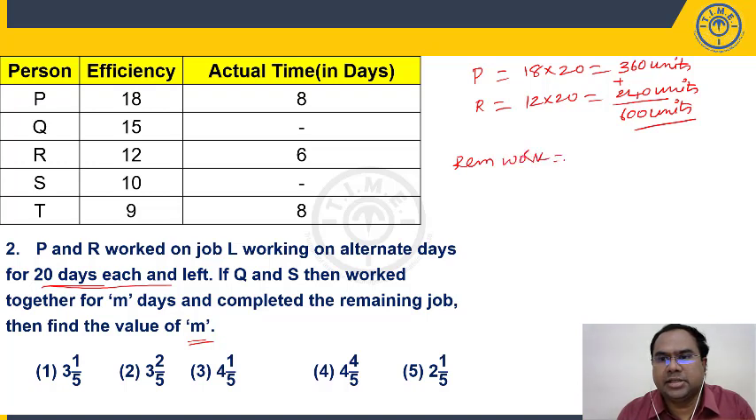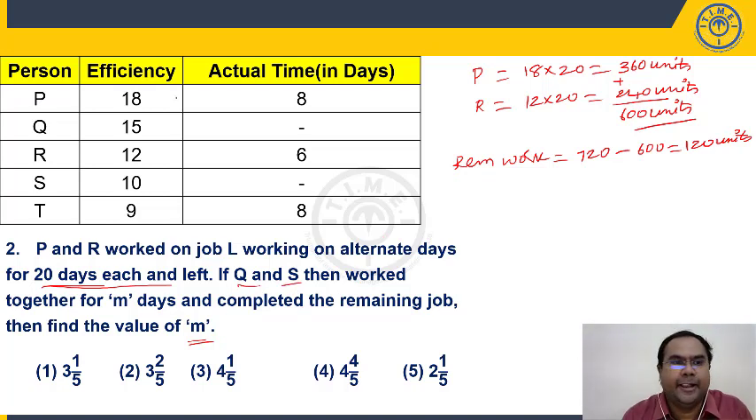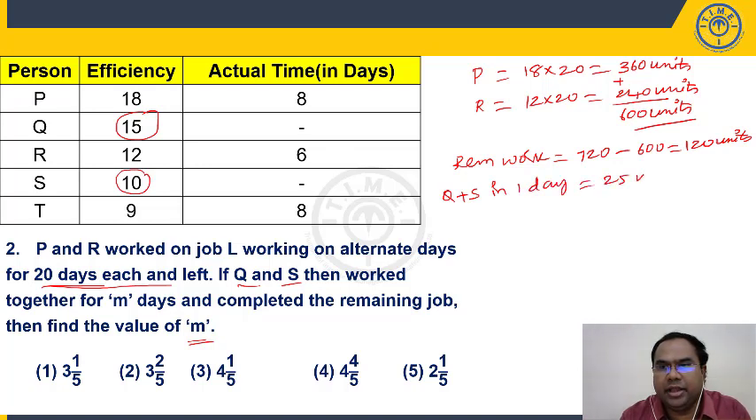What is the remaining work? Total work 720 units minus 600, 120 units. Who has to do these 120 units? After P and R leave, Q and S work for M days and complete it. Now find the value of M. What is Q's efficiency? 15 units per day and S's efficiency is 10 units per day. So Q plus S in one day will complete 25 units. Right? They have to complete 120 units.